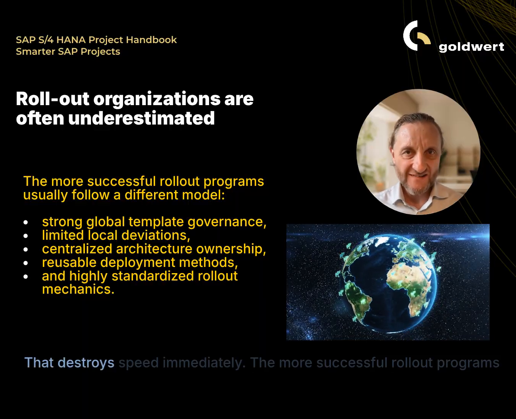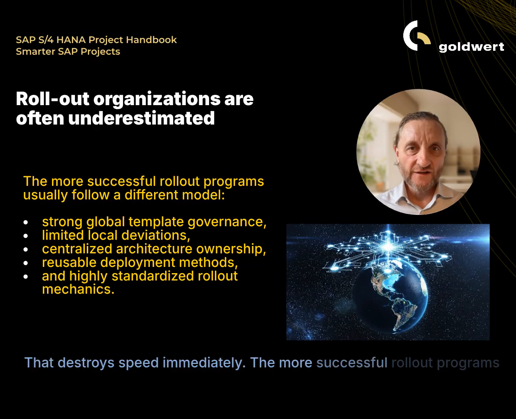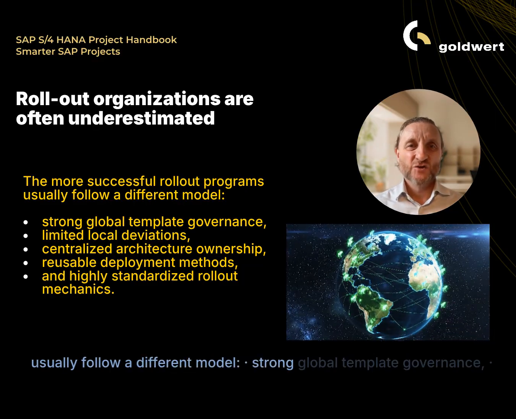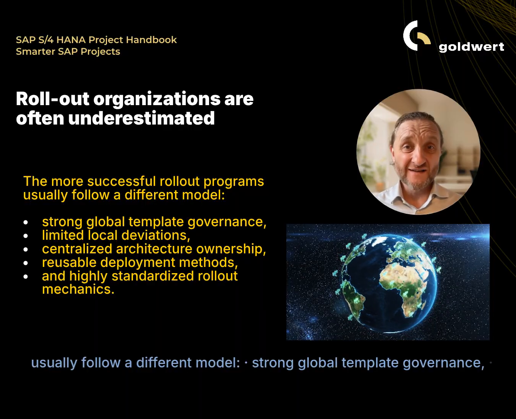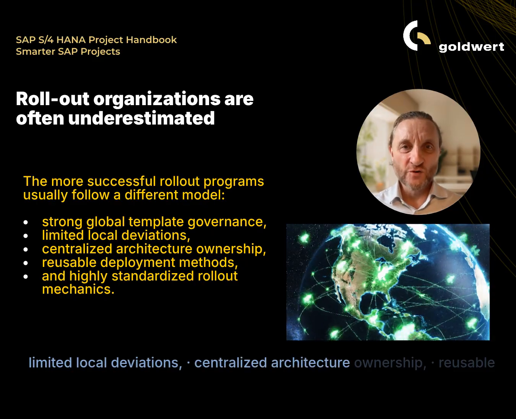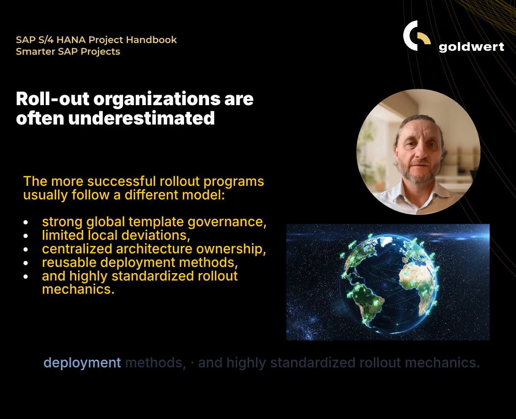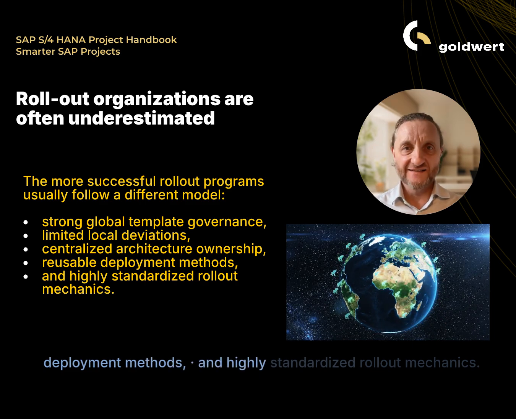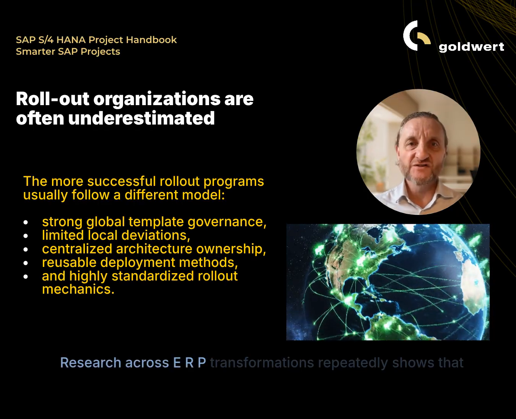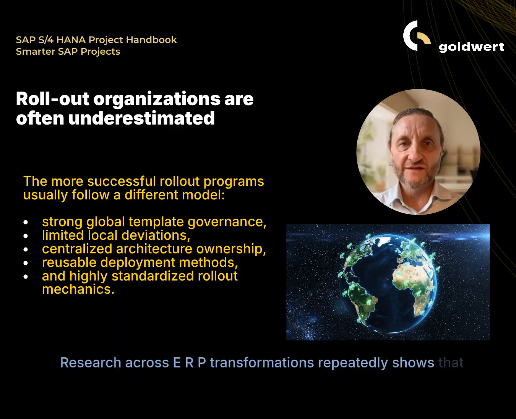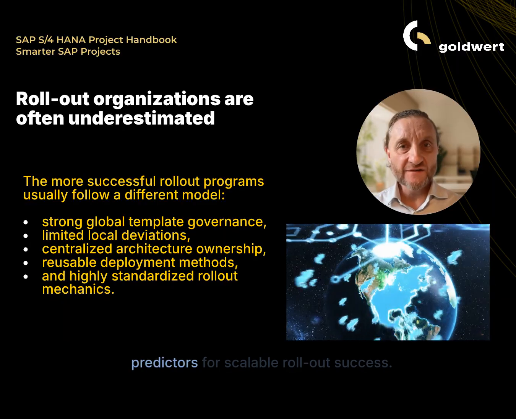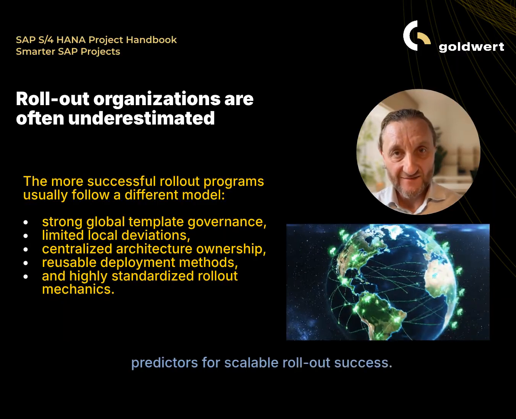That destroys speed immediately. The more successful rollout programs usually follow a different model: strong global template governance, limited local deviations, centralized architecture ownership, reusable deployment methods, and highly standardized rollout mechanics. Research across ERP transformations repeatedly shows that standardization and governance discipline are among the strongest predictors for scalable rollout success.